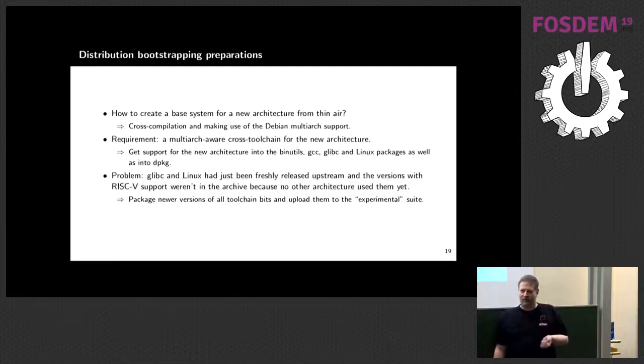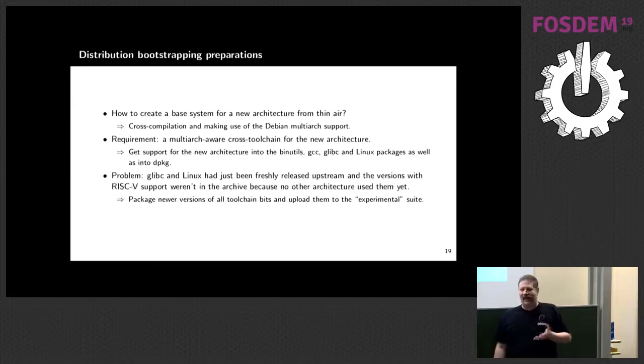Well, I need a cross-compiler. So I run a compiler on a PC, but generate code for RISC-V. And I make use of the Debian multi-architecture support, which allows us to have code for multiple architectures within one root file system. So I can gradually generate packages for a new architecture. That, of course, requires getting RISC-V support into the toolchain packages that we had in Debian. But as the support had just been released a few weeks ago, the binutils and GCC packages in Debian did not yet have RISC-V support. So the first step was actually packaging new versions of all that and getting them into experimental.